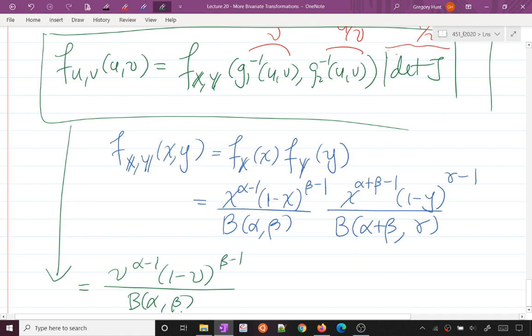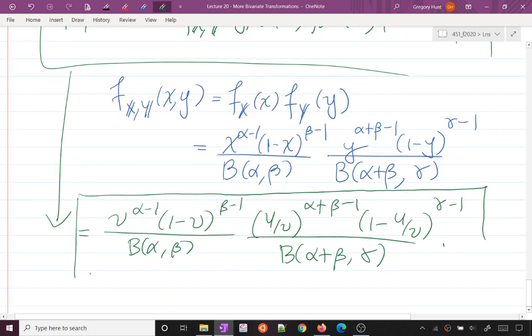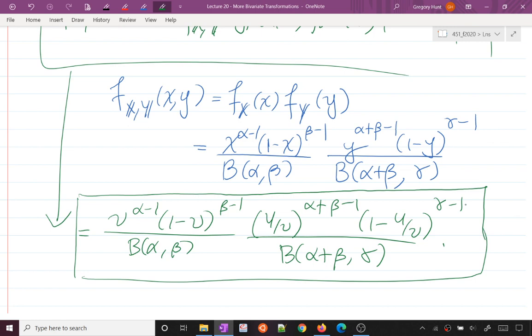And then in place of, whoops, this should be a y, shouldn't it? In place of y, we have u over v. So we have u over v to the alpha plus beta minus 1, 1 minus u over v to the gamma minus 1, and in the denominator we still have beta of alpha plus beta, gamma. So that's the answer. If I ask you, what is the joint distribution of u and v? We're going to leave it there.